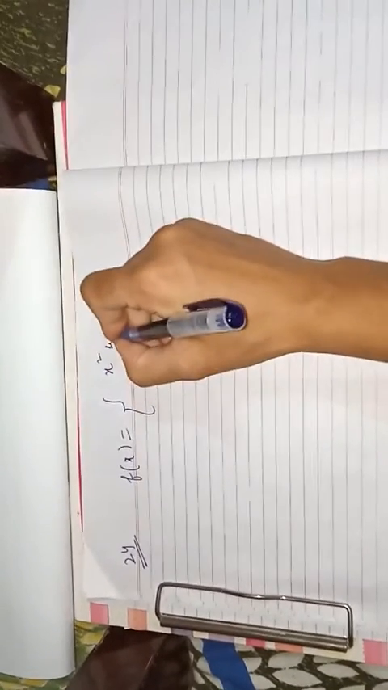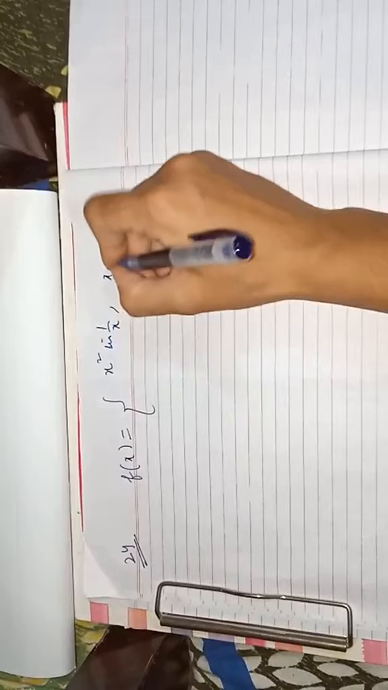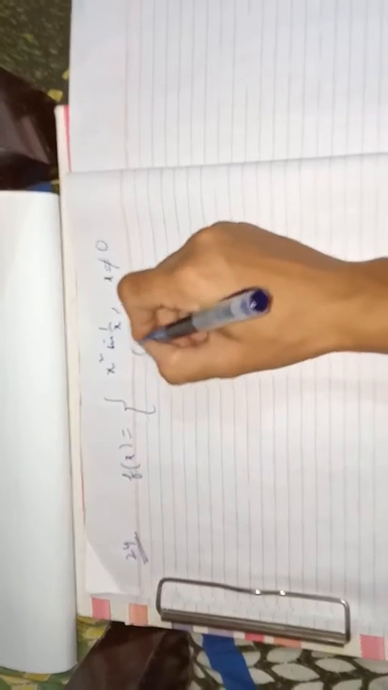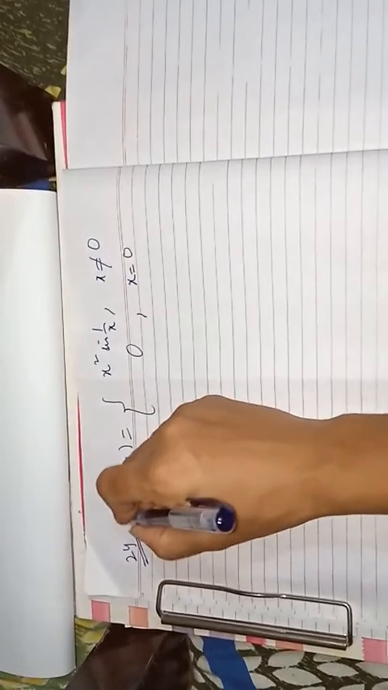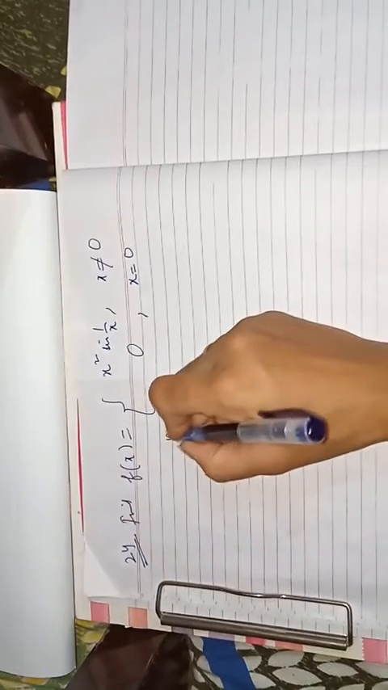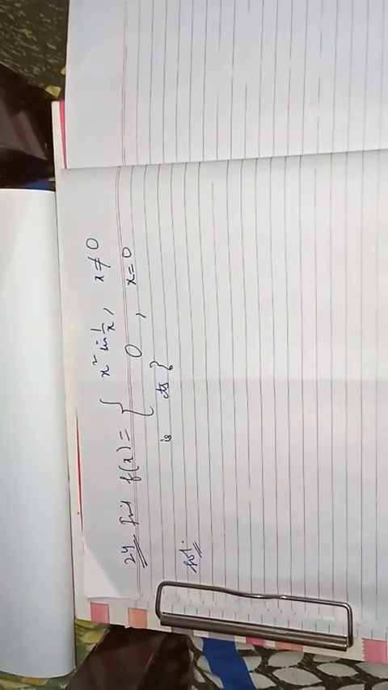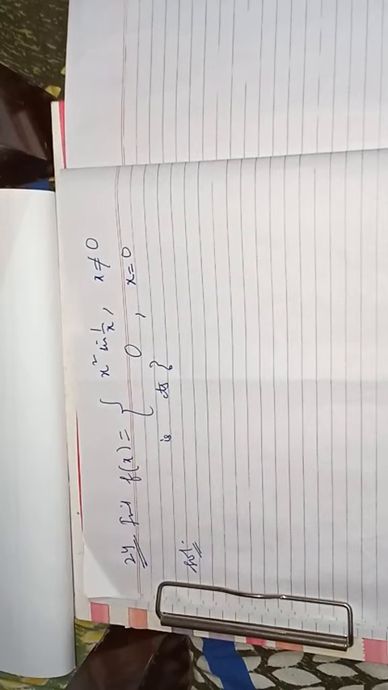Determine if f defined by f of x equals x square sine 1 over x when x is not equal to 0, and value 0 when x is equal to 0, is a continuous function or not. This is our question. We need to check whether this function is continuous or not.